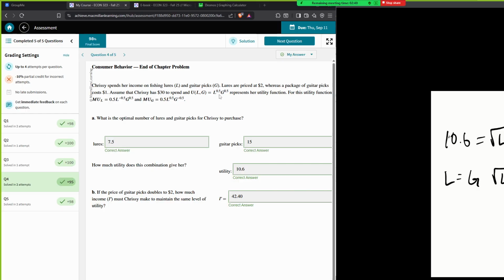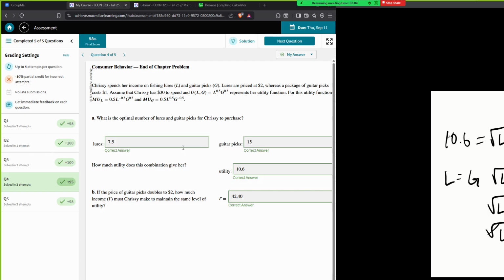And with this substitution, let me just unplug this. You can just say that L times L, because G is the same thing as L. And then this is not 2L, it's L squared. And so squared takes out the square root, and you're just left with L. So 10.6 equals L.